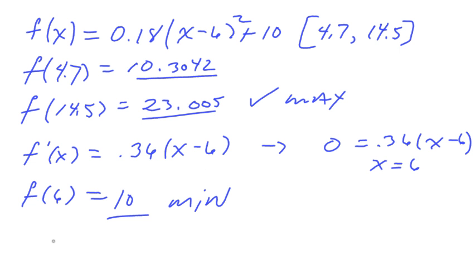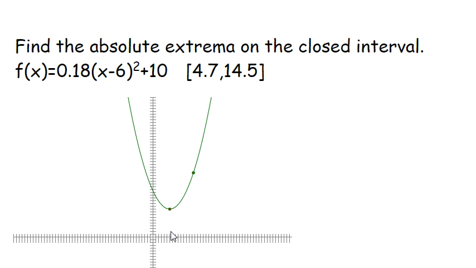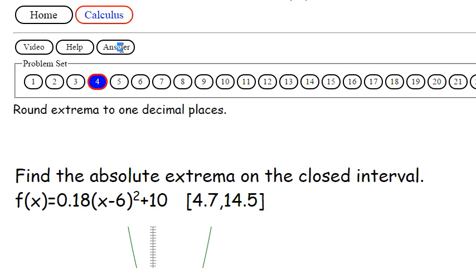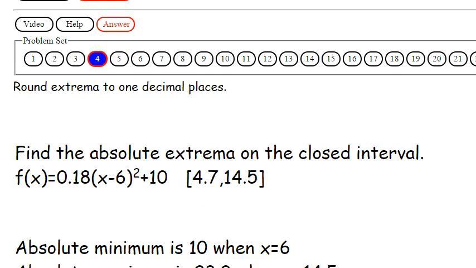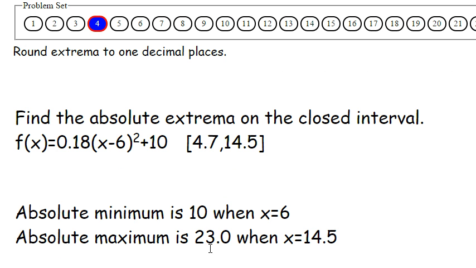Okay. Now let's head back over to the web page, and as you can see right here, this is going to be where the min occurs. This is when x is equal to 6, and we get 10 out, and then this is where the maximum is occurring. It's occurring on this endpoint right here at 14.5. But I guess what we could do here is click the answer and make sure everything is kosher on that, right?